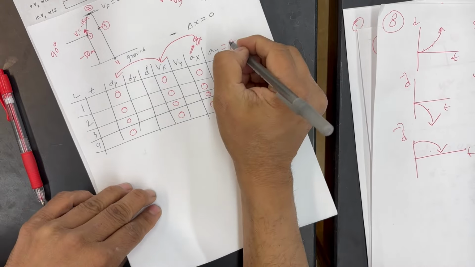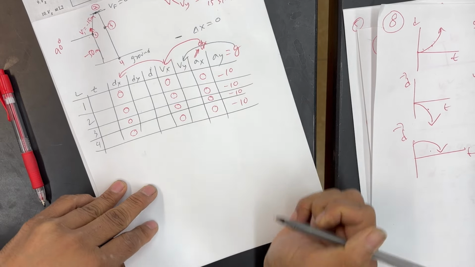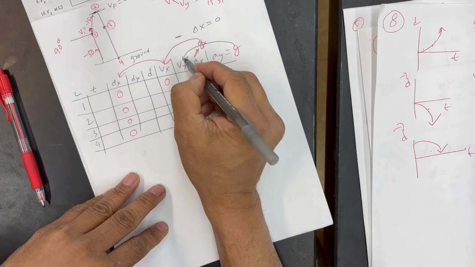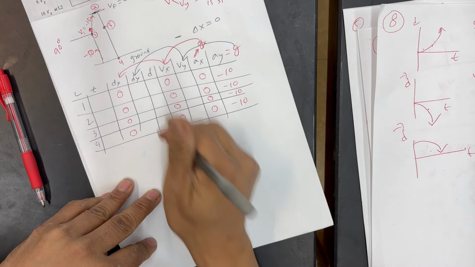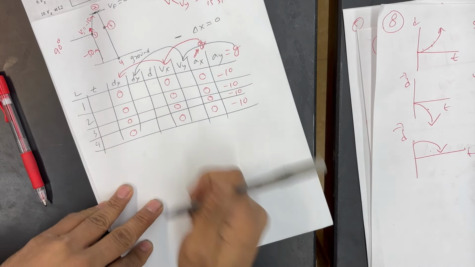Since the acceleration in the y direction is not 0, there would be a velocity in the y direction. Since the velocity in the y direction is not 0, there would be a displacement in the y direction. And of course, at the end, we're going to find the distance. Let's find the time.